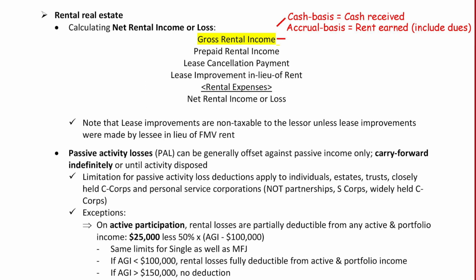Now the net rental income or loss includes prepaid rental income. So that's rental income received in advance, which is included as income for the year, even if accrual basis. So this was an exception for accrual basis taxpayers, where if they receive rental income in advance, it's treated as income in the year received. So that's even before it's been earned.